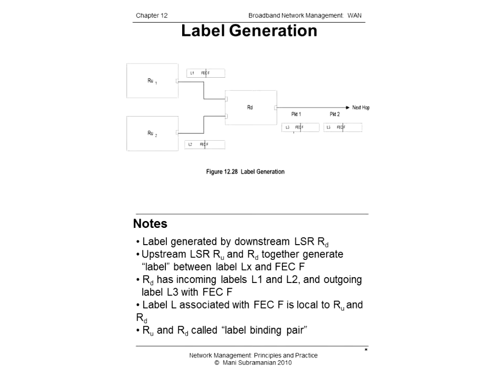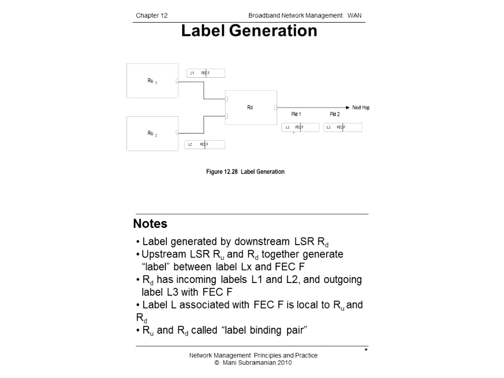Now this is label generation. That is the label generated by downstream LSR. So the packets being sent from RU to RD do not imply either that the packet originated at RU or that its destination is RD. So they include packets that are transit packets at one or both of the LSRs, and this figure shows two upstream LSRs, that is RU1 and RU2, that communicate with the downstream LSR RD.